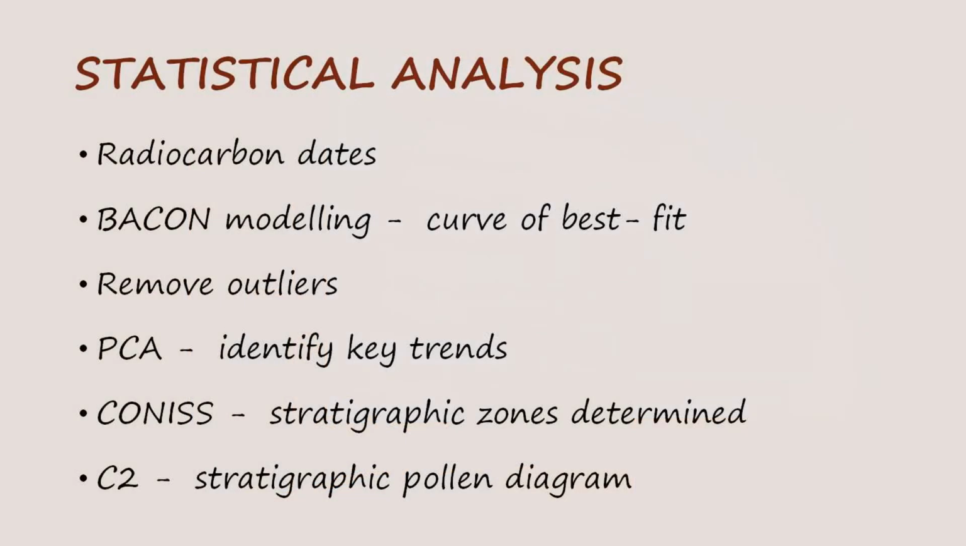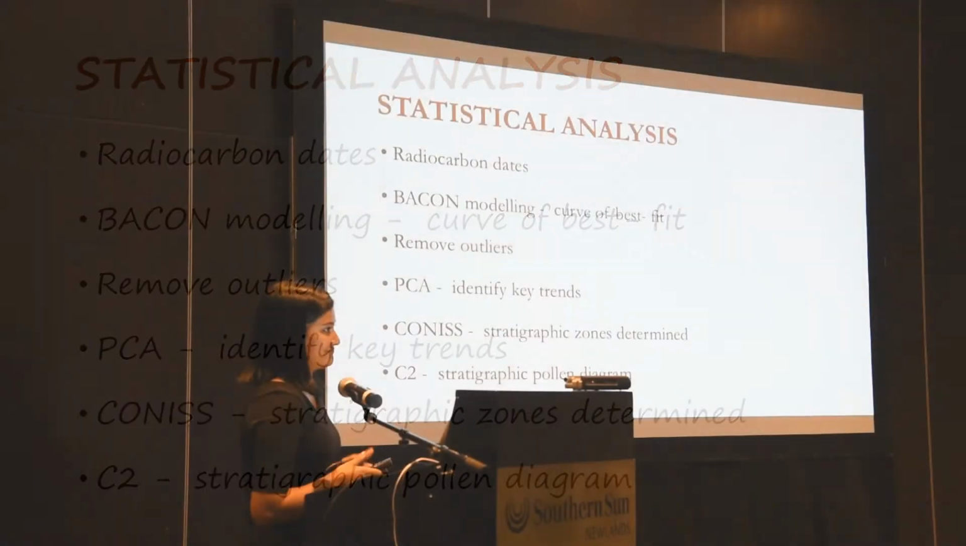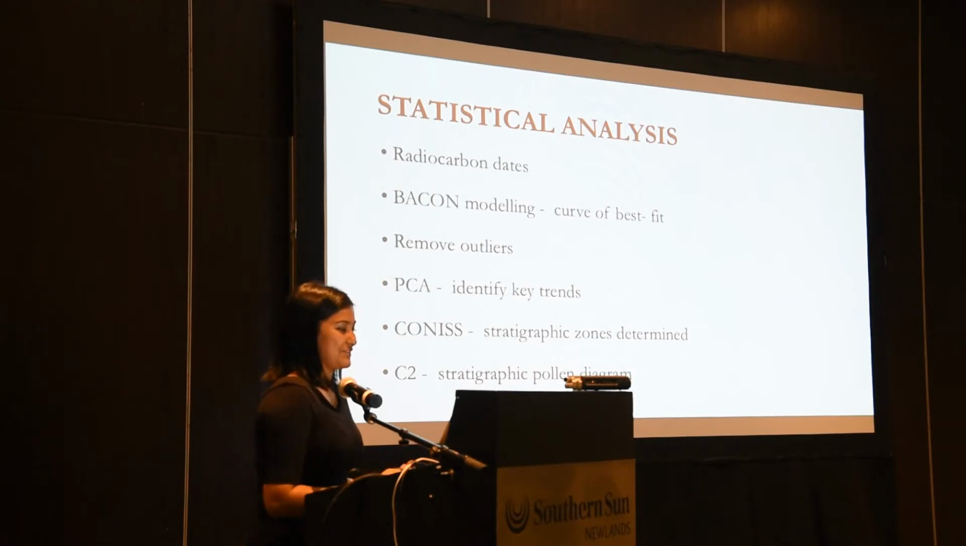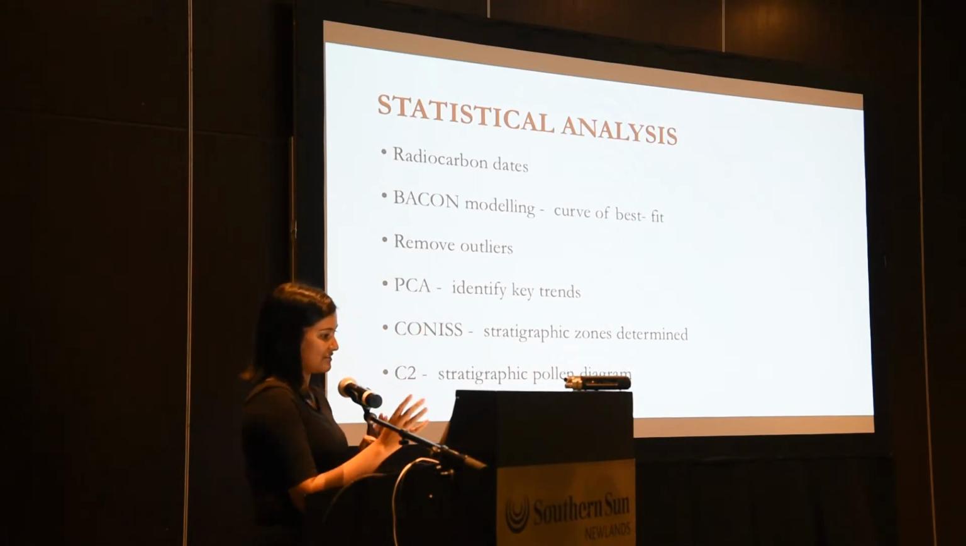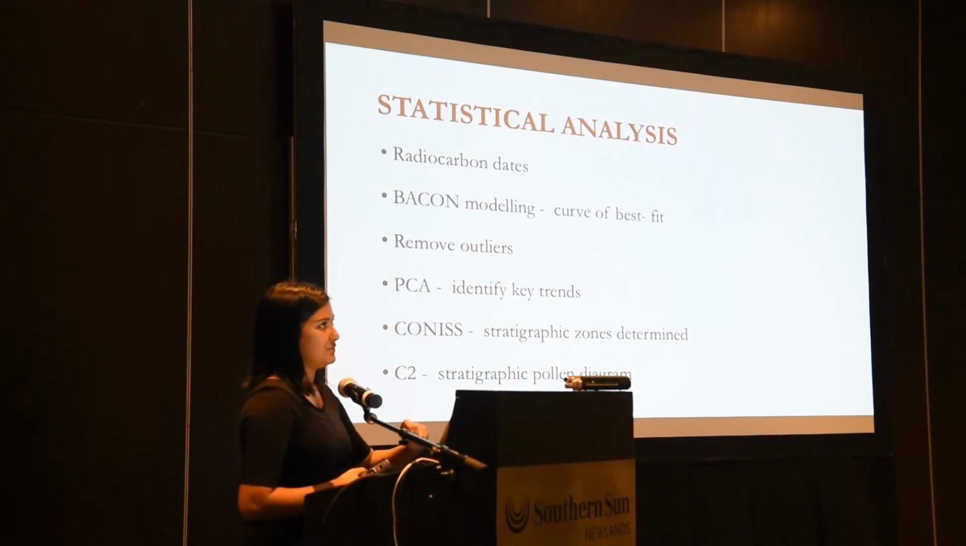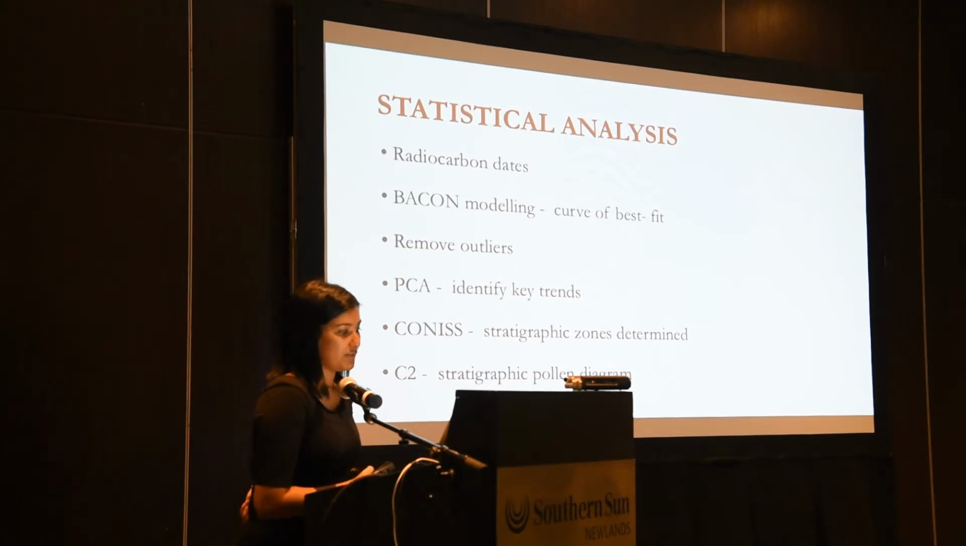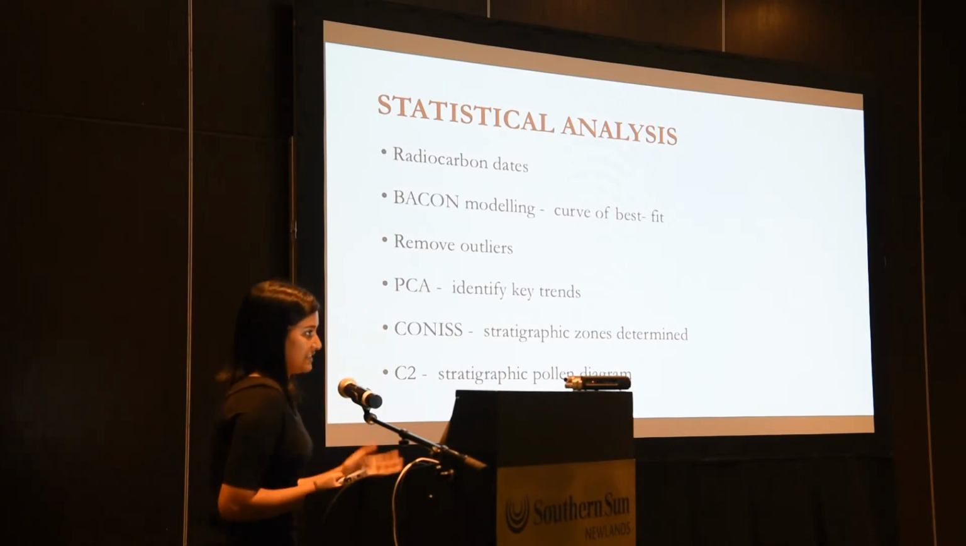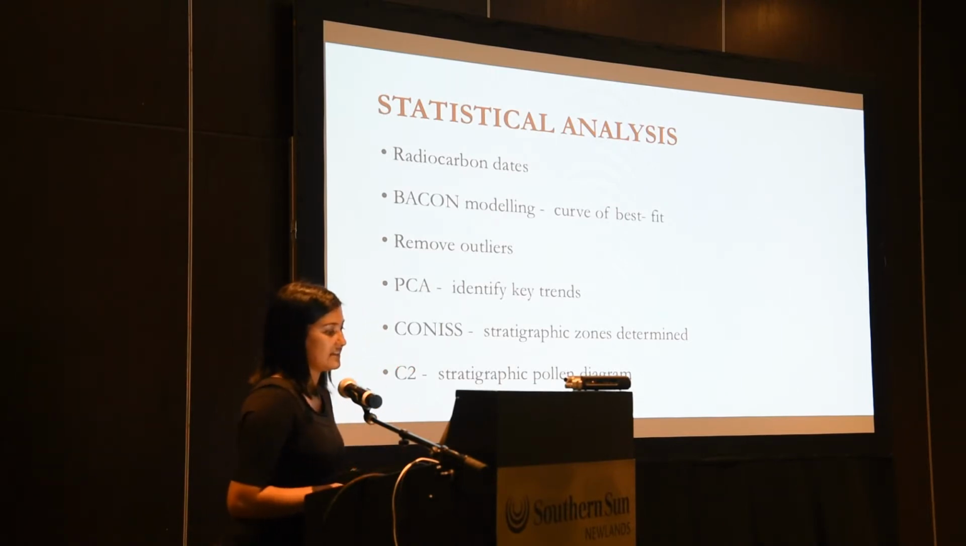I then did the statistical analysis, which produced all sorts of wonderful things. So there was a Bacon modeling to look at a curve of best fit, to look at trends. Any outliers were removed because these would possibly be pollen that is recent and just contaminated the sample. A principal component analysis to identify key trends in our data.